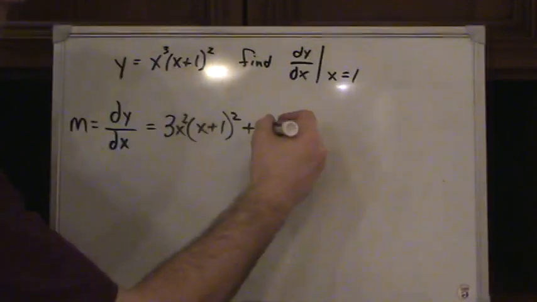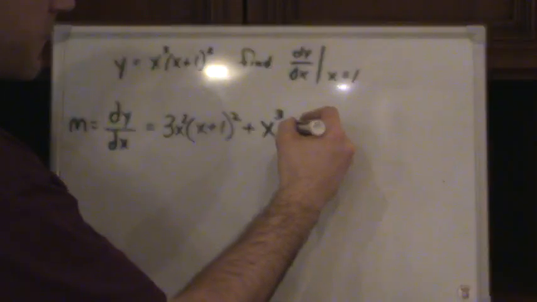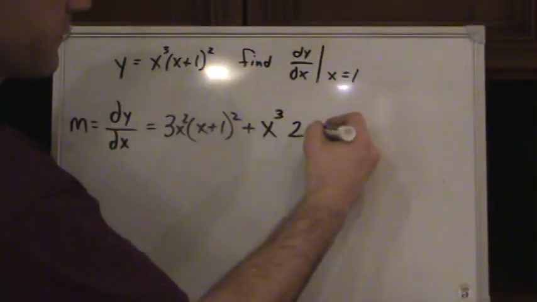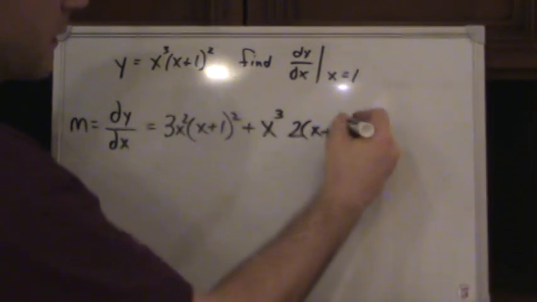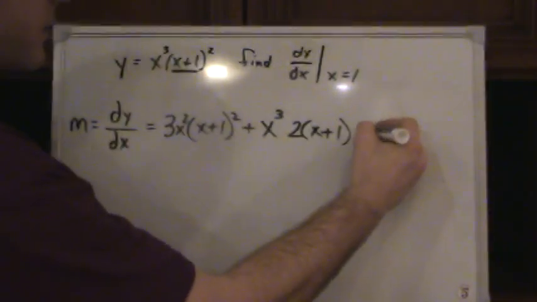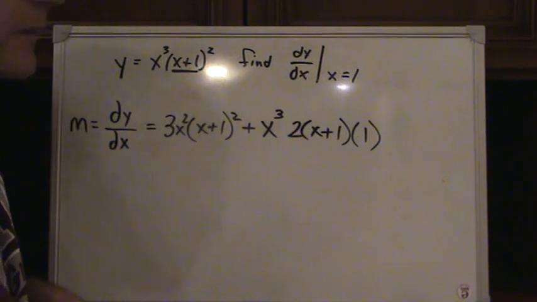plus the first times the derivative of the second part. That means the 2 goes in front, x plus 1, subtract 1 from the exponent, so that's the first. Then you also have to multiply by the derivative of the inside, which is 1. I don't know if that was too quick. You can watch it back and work through that problem.